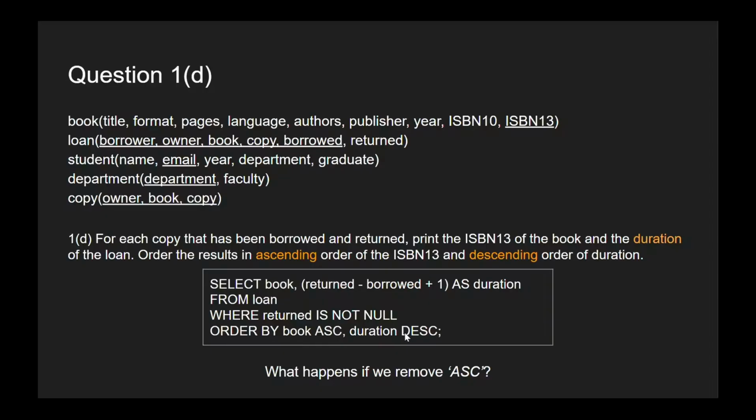Quick question for you guys. What will happen if we remove ASC? Will it output errors? If you try it out, there's actually nothing happens. The database management system will automatically assume that you are using ascending. So it's okay if you don't write this here. The query will still work just fine. But I'd suggest you write it down so that it provides more clarity.